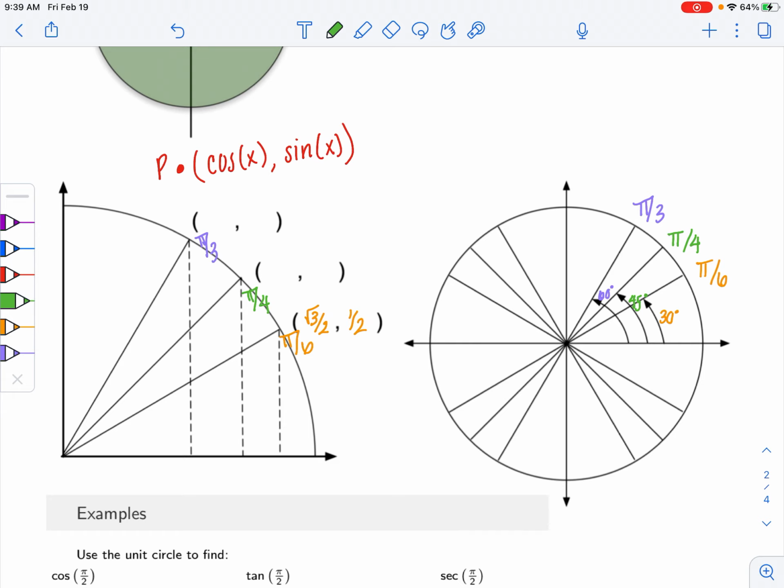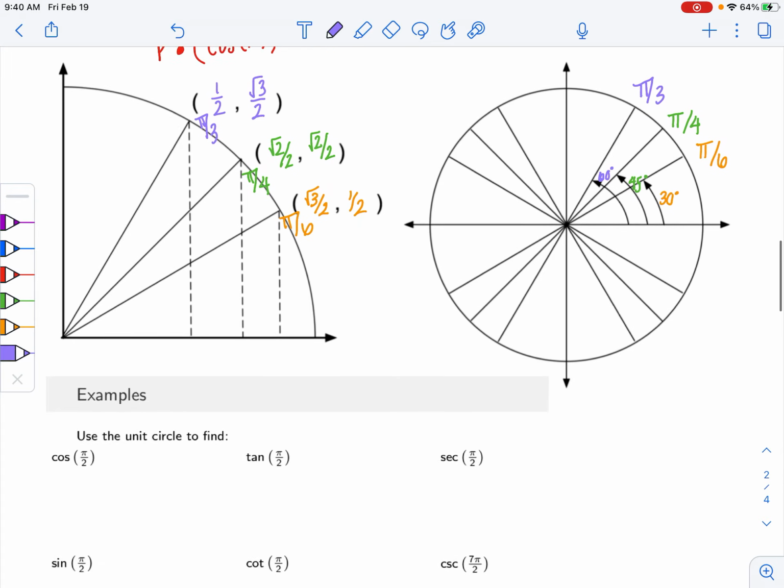The cosine of pi fourths, when you rationalize the denominator, is root 2 over 2. And same thing for the sine. Cosine of pi over 3, or cosine of 60 degrees, is 1/2. And root 3 over 2 is the sine. If you like it in degrees, you can still work there. I'm just trying to show the connection. Okay, so those are our special angles.